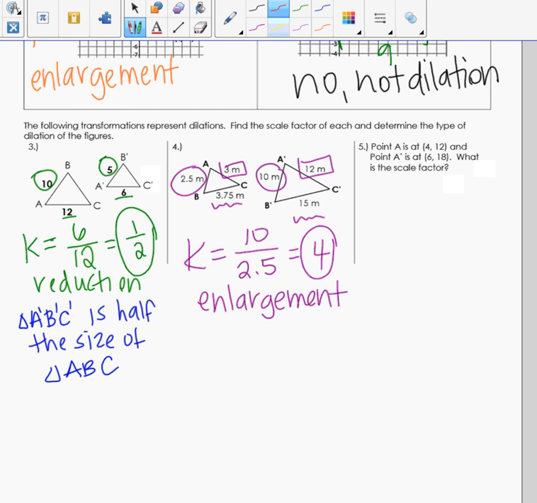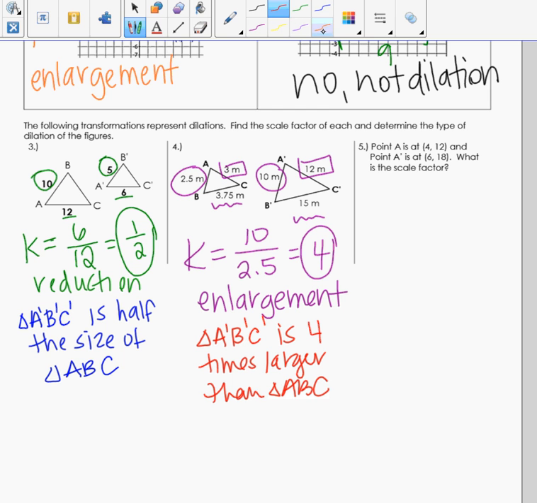Okay. And the formal way of writing it is triangle A prime, B prime, C prime is 4 times larger than triangle ABC. Okay.